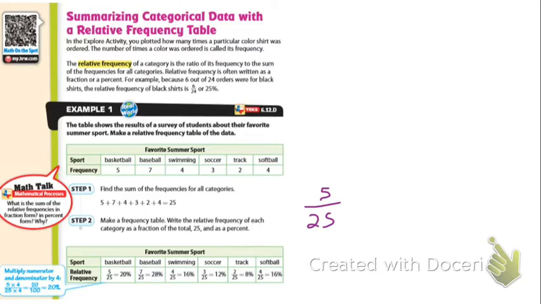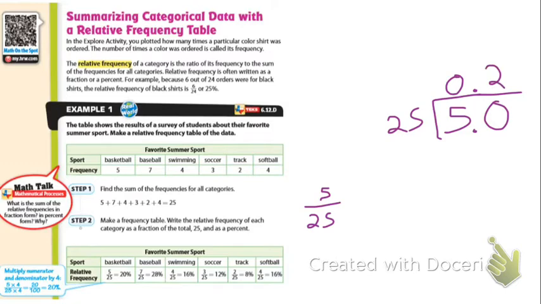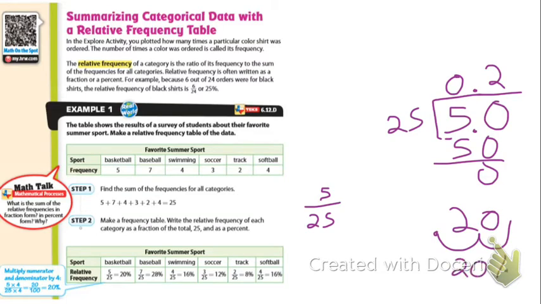Y'all, top number goes inside your division house. Can 25 go into 5? No. So we add a 0 there. We bring up our decimal and add a placeholder 0. 25 goes into 50 evenly 2 times, with a remainder of 0, so 0.2. But that's a decimal. They weren't asking us for the decimal, they were asking us for the percent. To convert a decimal to a percent, you shift your decimal point two place values to the right, and you add a placeholder 0. So it would be 20%.